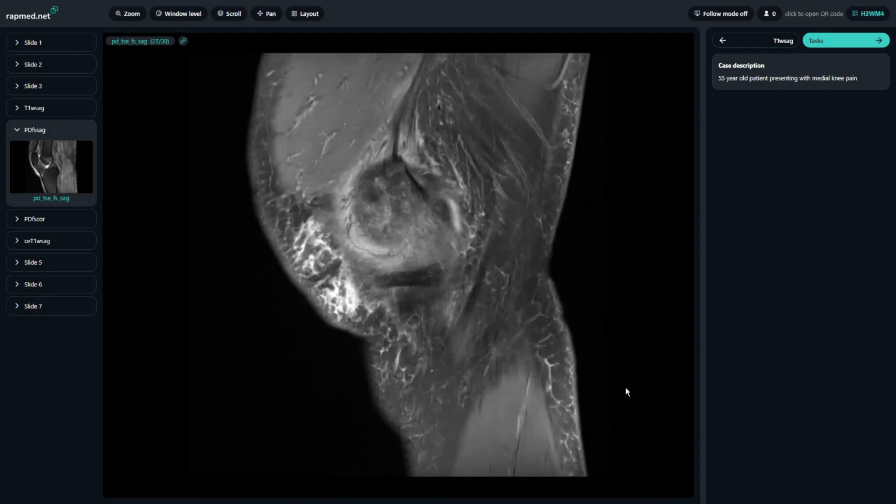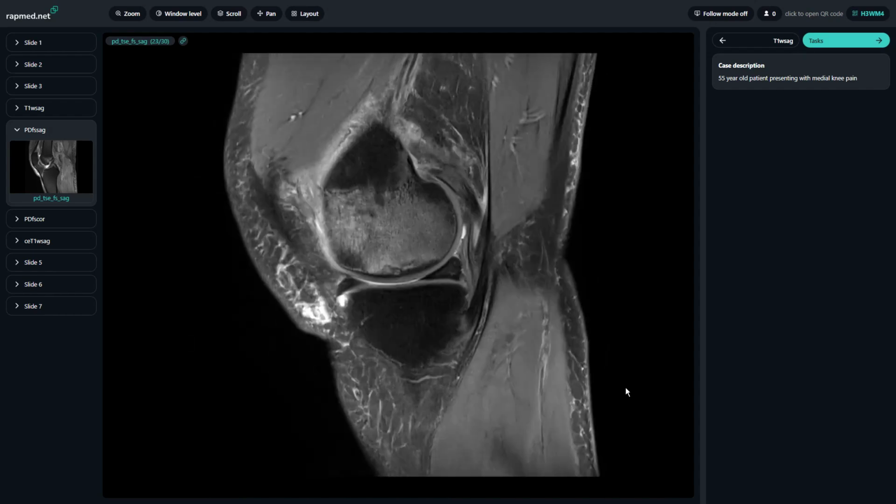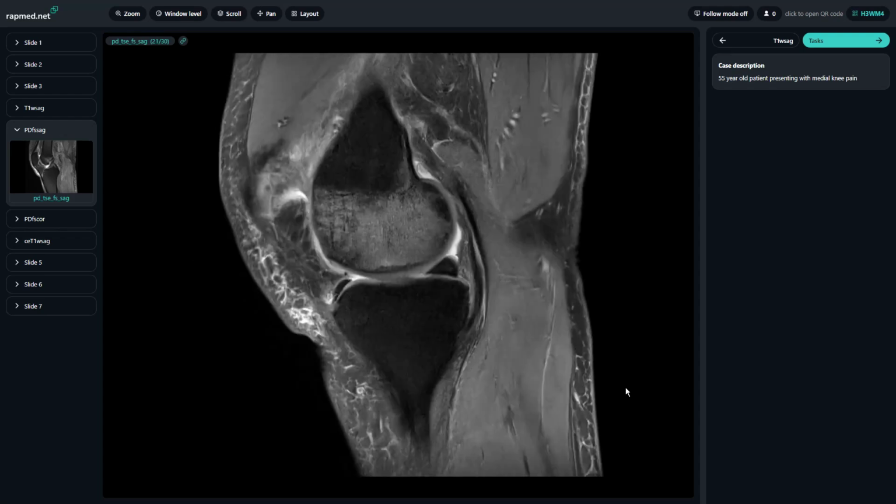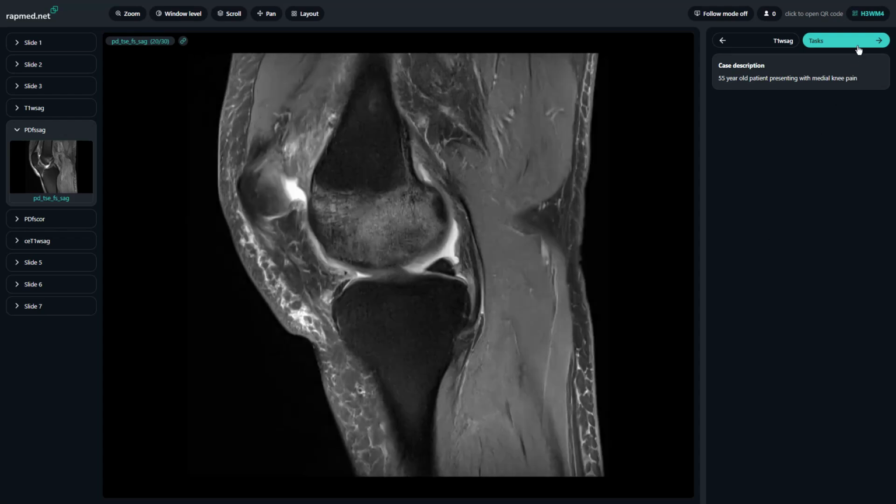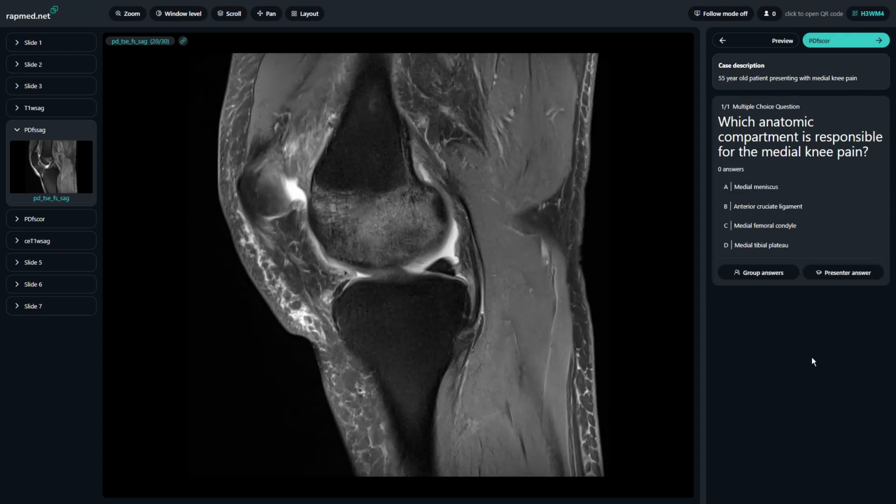But do we see more than only bone marrow edema-like signal? And what about the tibial plateau? And the task is, which anatomic compartment is responsible for the medial knee pain? And obviously it's the medial femoral condyle because there we see much bone marrow edema-like signal.